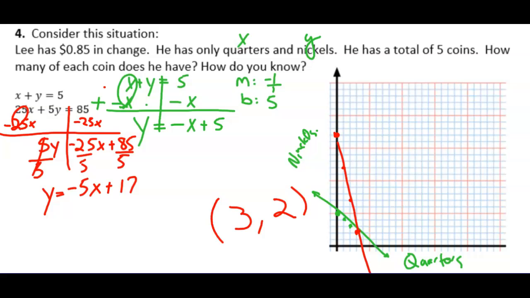So I can do any situation. I can set up an equation for it. I can solve it to be slope-intercept form, and I can graph that equation. And I can graph both those equations. And I can figure out that he's got 3 what? 3 quarters and 2 nickels. Great. Awesome. So that's a real life situation.